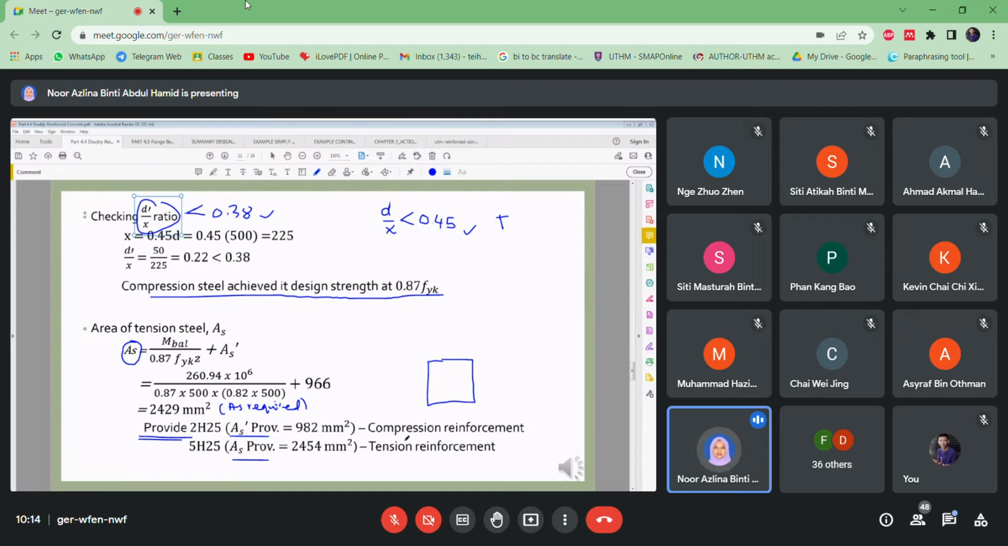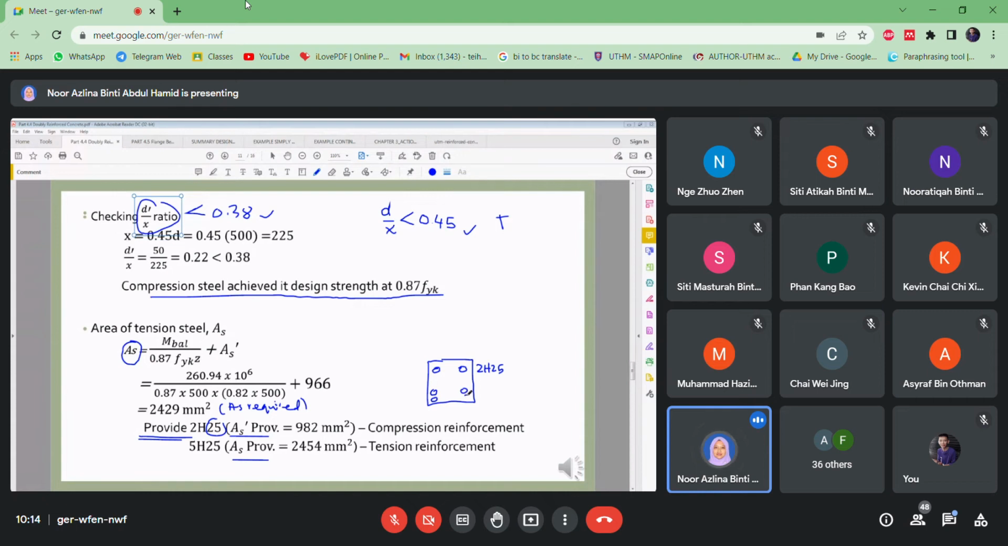So compression reinforcement 2H25, that means there are two bars with the diameter of 25. This is the diameter, so you will have to note that here, 2H25. Then for tension 5H25, how to arrange? Macam mana nak susun? So it should be mirror lah.